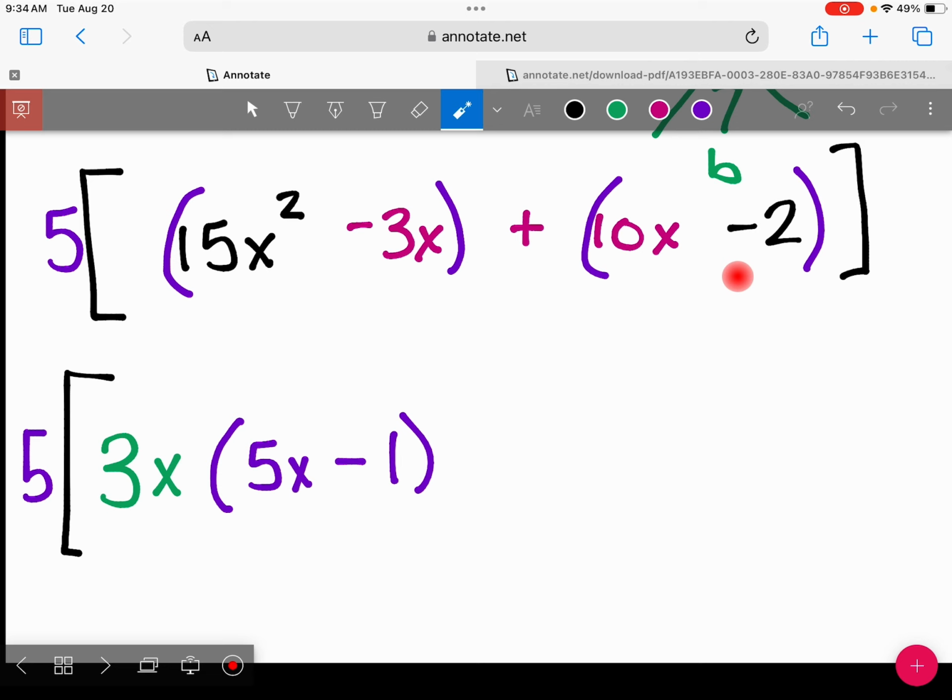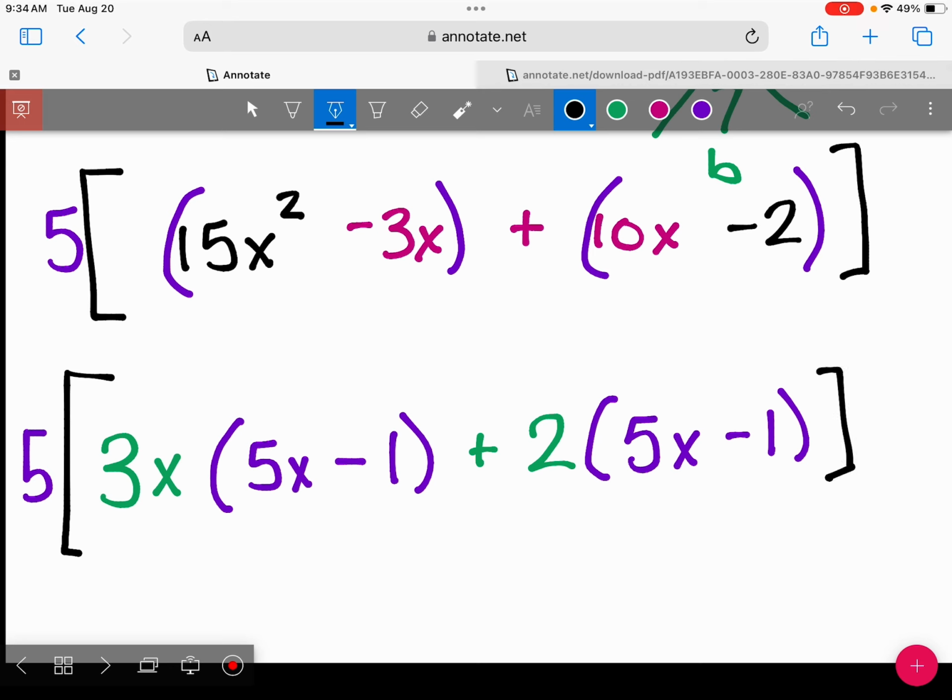What is shared here between 10x and minus 2? 2. So that plus is coming down, and then we have a 2 as the GCF of those two pieces. What is left over when I take 2 out of 10x minus 2? 5x minus 1. I had a lot of people on the last quiz think that this counted as factoring by grouping. This is a middle step. This is not your factoring.